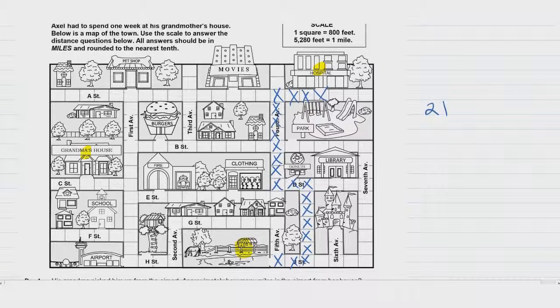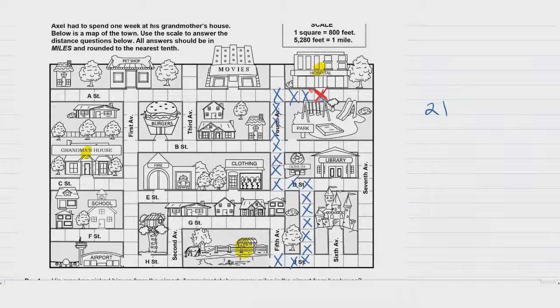He walks into the hospital and the nurse says, Come here, little boy. Let me give you a shot. And Axel's like, ow, that hurt. And then Axel walks out of the hospital, which we have to count this square here again, and walks home.